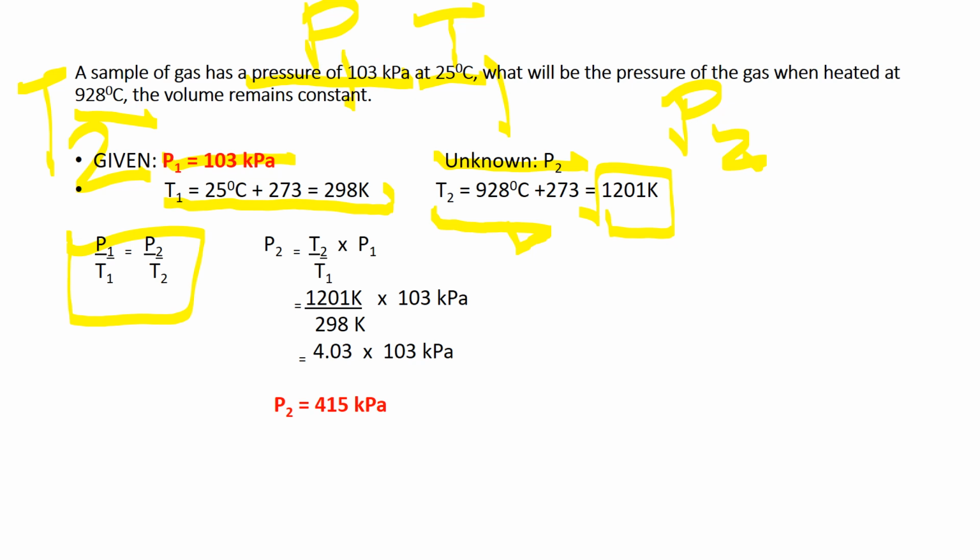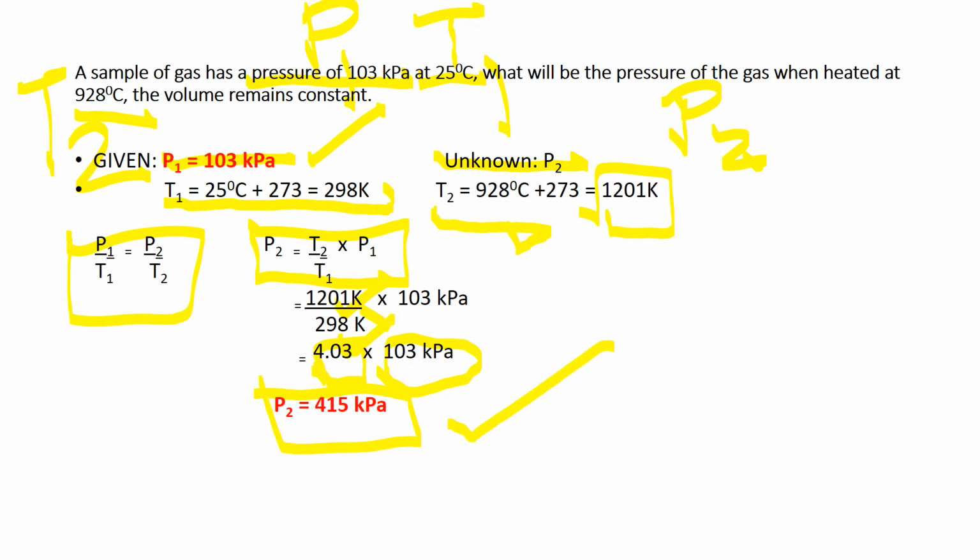Because the unknown is P2, transpose P2 to the left and substitute T2 and T1. Make sure to cancel the Kelvin and Kelvin unit. So the factor is 4.03 times 103 kPa, which is P1, gives you P2 of 415 kPa. So observe, 103 kPa initial, the temperature was quadrupled. Look at the pressure. It makes sense, right?